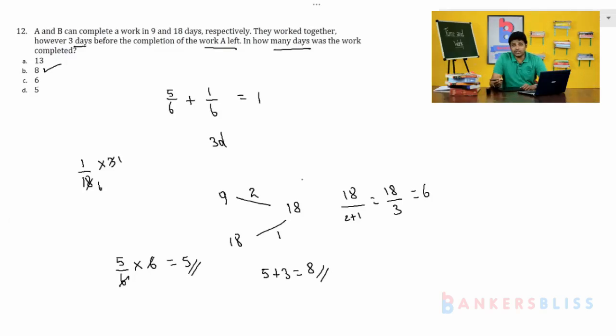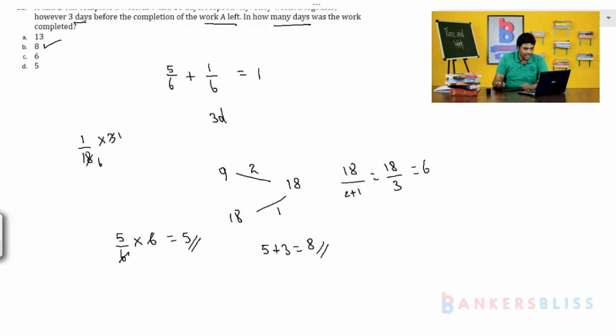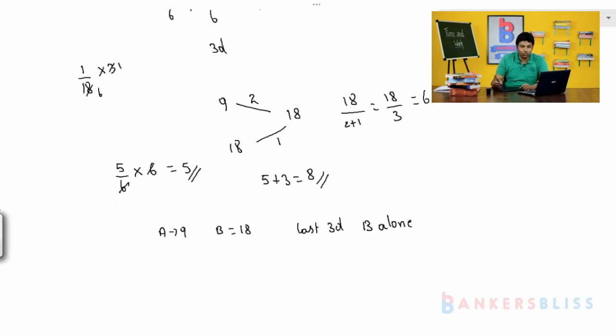We have one more method, the method I showed you previously. So let us go with the same method for this problem also. A takes 9 days, B takes 18 days. Before the completion of the work, 3 days before A left, means the last 3 days B alone works. So now how many days do they work together?